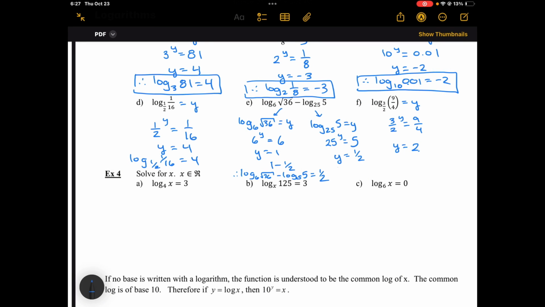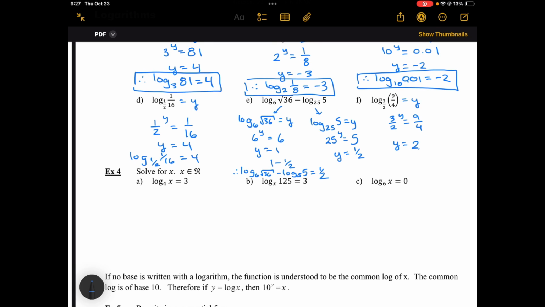The next type of question that you can see is solving for x. And so here we already have the right-hand side, and we're looking for the argument of the log. So I'm going to follow the same approach that I did before, and I'm going to change it into exponential form, and then I'm going to evaluate my expression.